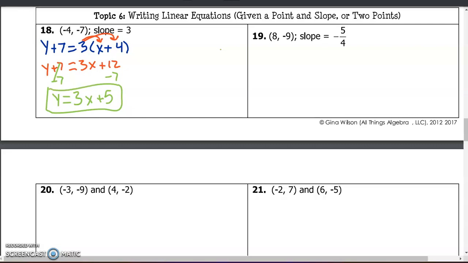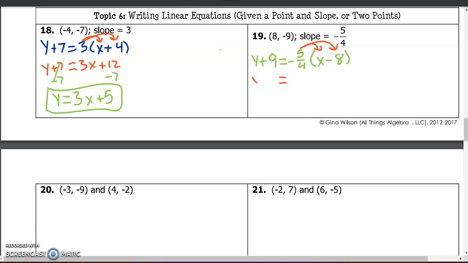Number 19, we're going to do the same thing. I'm going to do that one a little quicker. So we got y minus -9, which is going to change this to y plus 9, equals, our slope is -5/4. And then in parentheses, we got x minus our x value of 8. And then again, same thing as what we did before. Distribute my -5/4 to each of these.